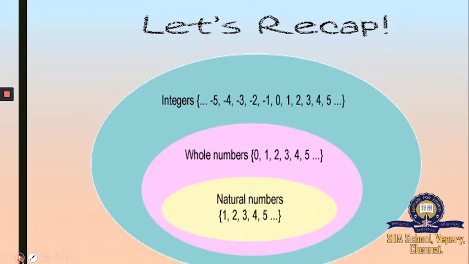So what are natural numbers? Counting numbers are called natural numbers. So whole numbers, counting numbers together with zero are whole numbers. Now what are integers? Integers include positive, negative and zero. Okay.